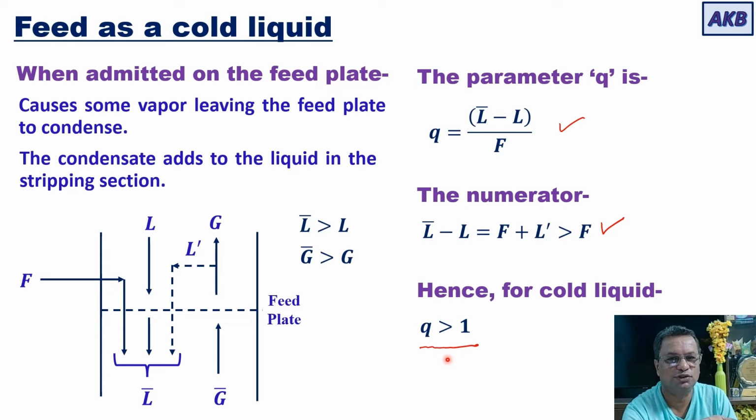So henceforth, you will remember this thing. What is that? For cold liquid as a feed to a typical tray column, Q will always be greater than 1. So if somebody tells you the feed to a column has a Q whose value is, say, 1.5, then you can easily tell this feed is a cold liquid.